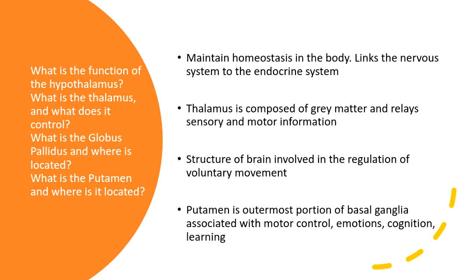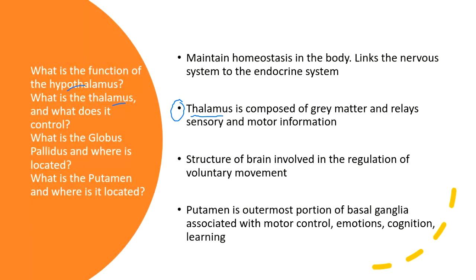Okay, now we're going to talk a little bit about the hypothalamus and the thalamus. Knowing their functions is a good idea. Okay, so the hypothalamus maintains homeostasis in the body. It links the nervous system to the endocrine system. The thalamus is composed of gray matter and it relays sensory and motor information. Anything that comes up to the brain goes through the thalamus. The thalamus's job is to send the signal where it needs to go. Okay?